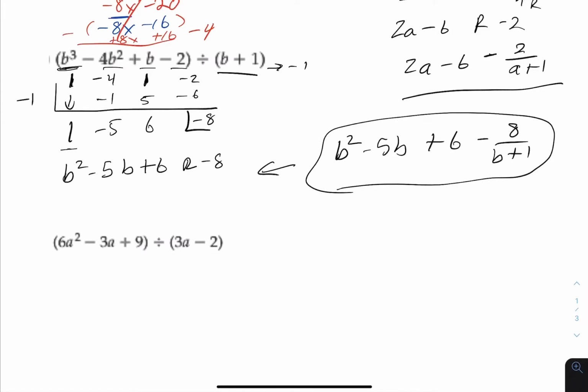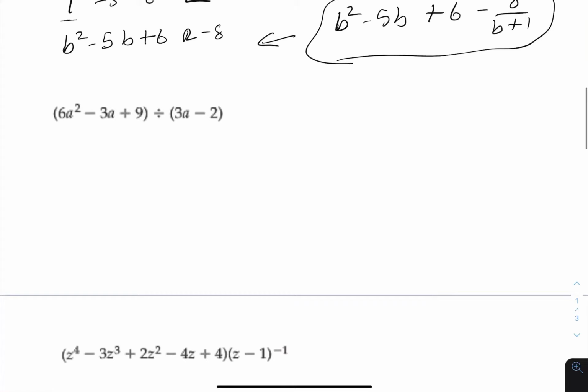So that's my answer there. Next one, if we do synthetic division on this, the 3 is in the way. So if I want to do synthetic division, you have to divide everything by 3. Everything, even the 2. Divide everything by 3. So if we're doing synthetic division, it looks like this.